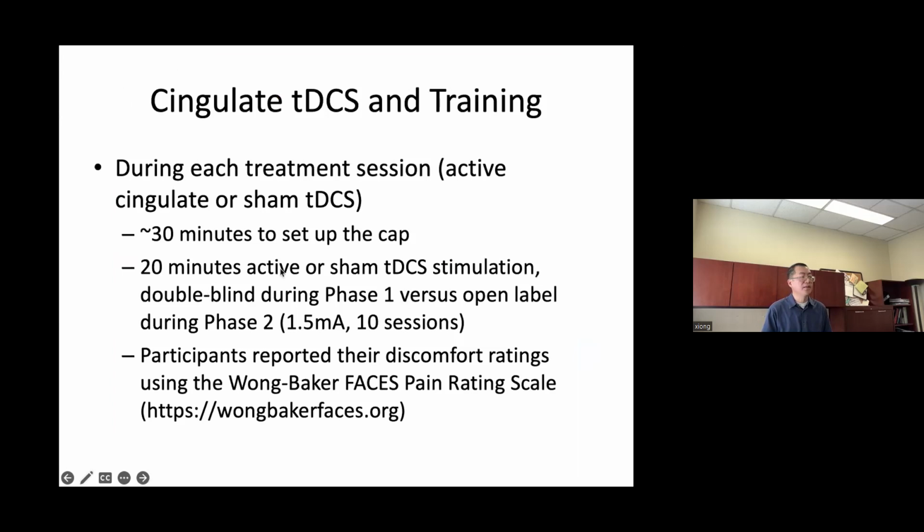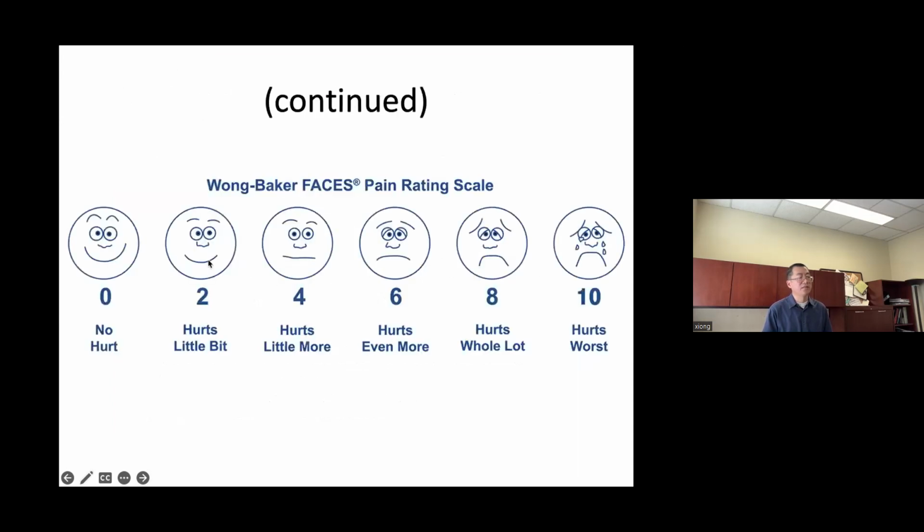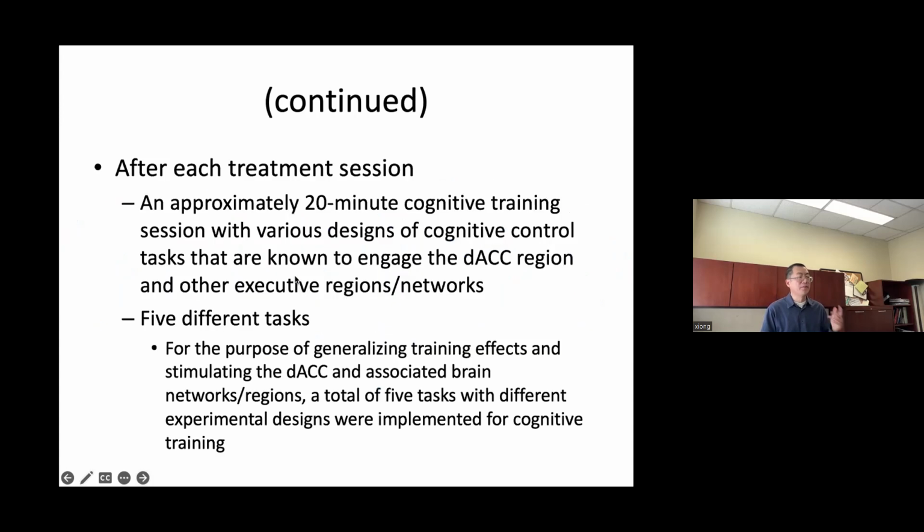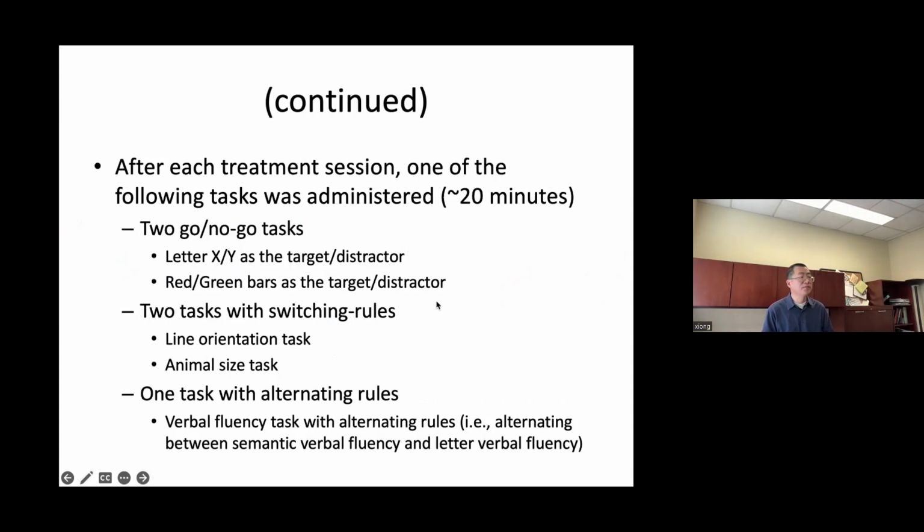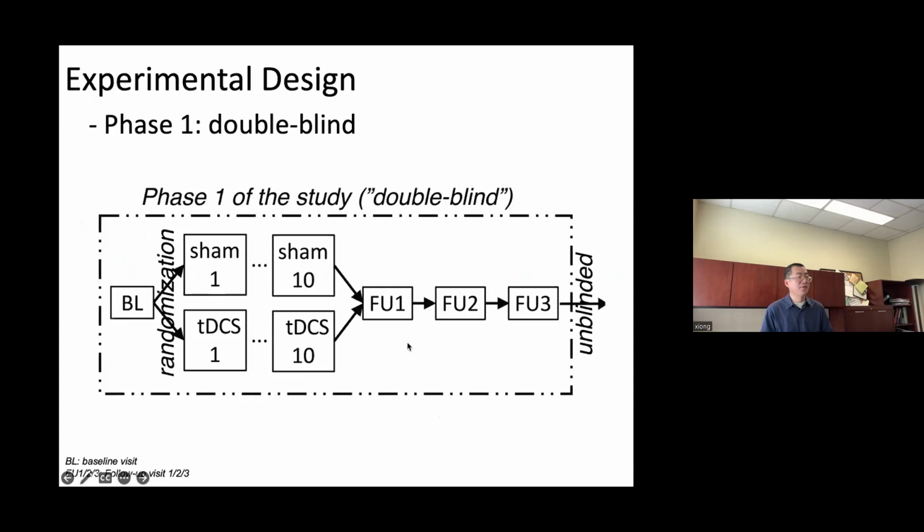In the study, each patient has 20 minutes of active or sham tTCS. Then the patients also report their discomfort ratings using this scale. They basically tell us how uncomfortable they might feel at the electrodes. This assesses the safety and the tolerability. They also assess different types of function. After each session, we also give them cognitive training, with different types of cognitive training, because we want to be able to generalize the treatment effects.